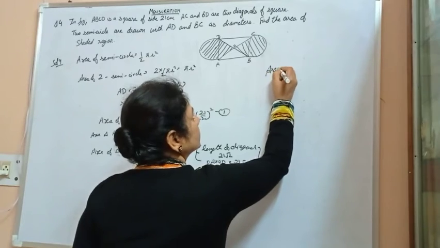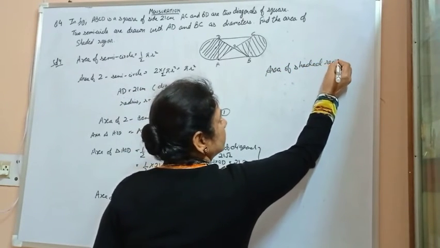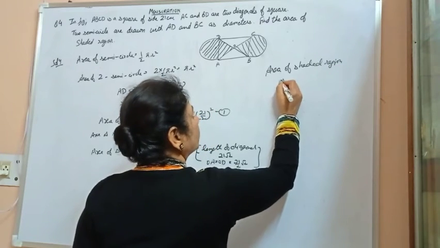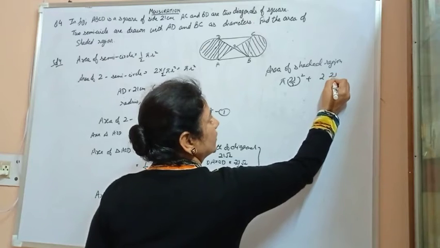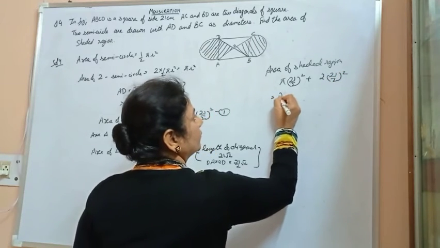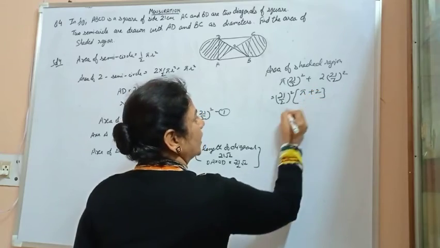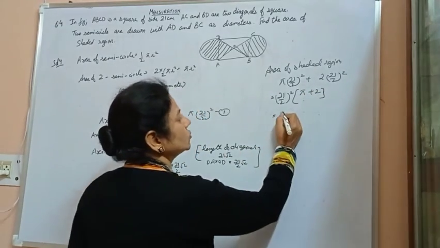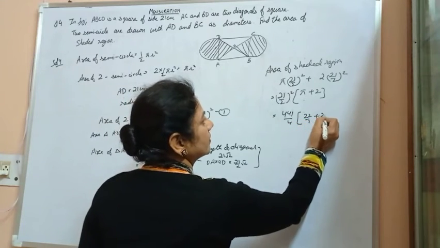Area of shaded region is equal to pi (21 by 2) whole square plus 2 times (21 by 2) whole square. Take 21 by 2 whole square common, we are left with pi plus 2. And we know that pi is 22 by 7. So we'll say 441 by 4 into 22 by 7 plus 2.